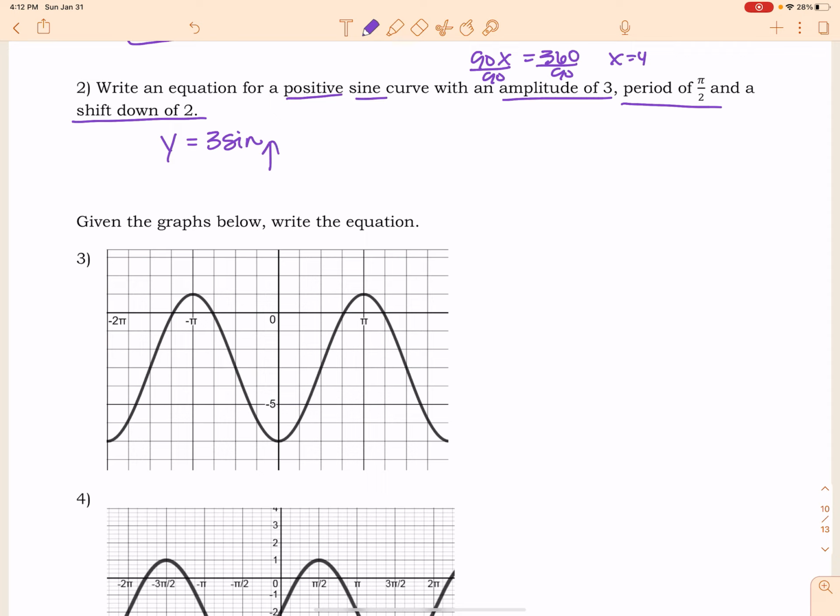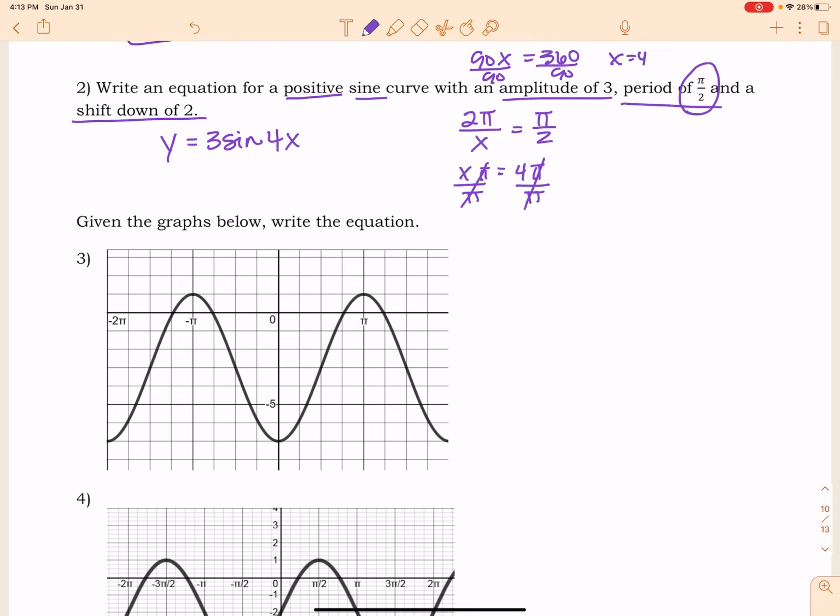Remember, the value that goes right here, whatever that is, produced a period of pi over 2. So consider the parent. The parent of sine has a period of 2 pi. It gets divided by whatever is in this equation right after sine, and it results in a period of pi over 2. I cross multiply. X times pi, x pi. 2 pi times 2, 4 pi. I divide both sides by pi. I get 4. Groovy. And don't forget x, because we're dealing in radians.